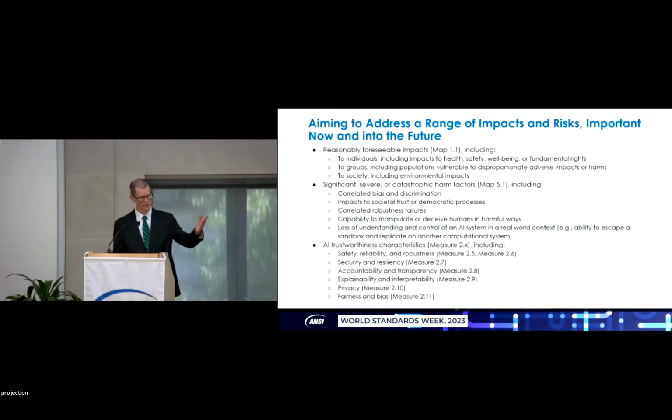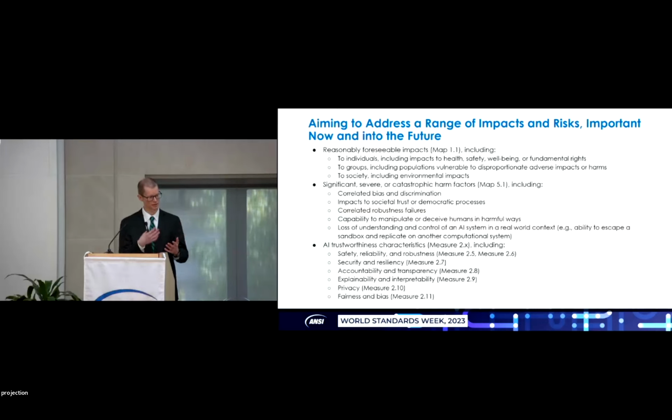So what are we trying to do there? We've structured this primarily along the lines of the NIST AI Risk Management Framework. So you'll see some pointers here to particular AI RMF subcategories. We're trying to address a range of impacts and risks that are important now and into the future, including reasonably foreseeable impacts to individuals, including impacts to health, safety, well-being, or fundamental rights, impacts to groups of individuals, impacts to society, including environmental impacts. We're also prompting consideration or identification of where particular systems could have potential for significant, severe, or catastrophic harm.